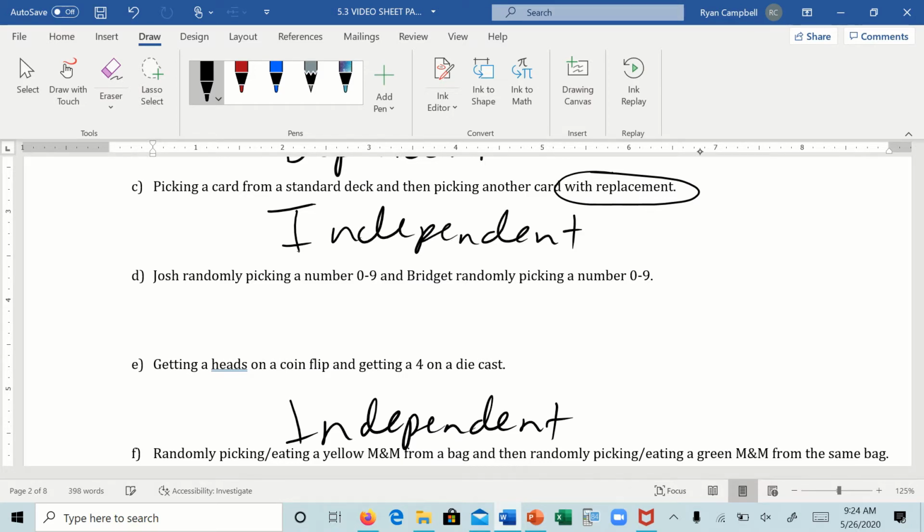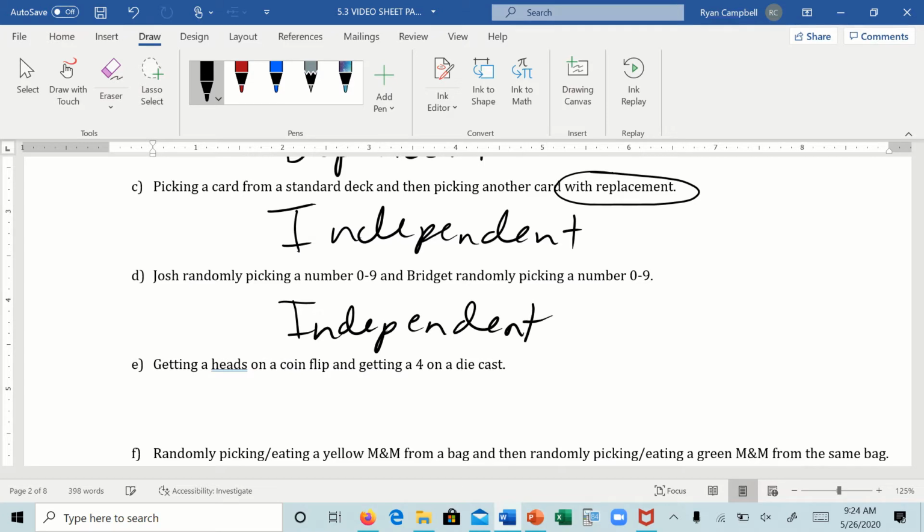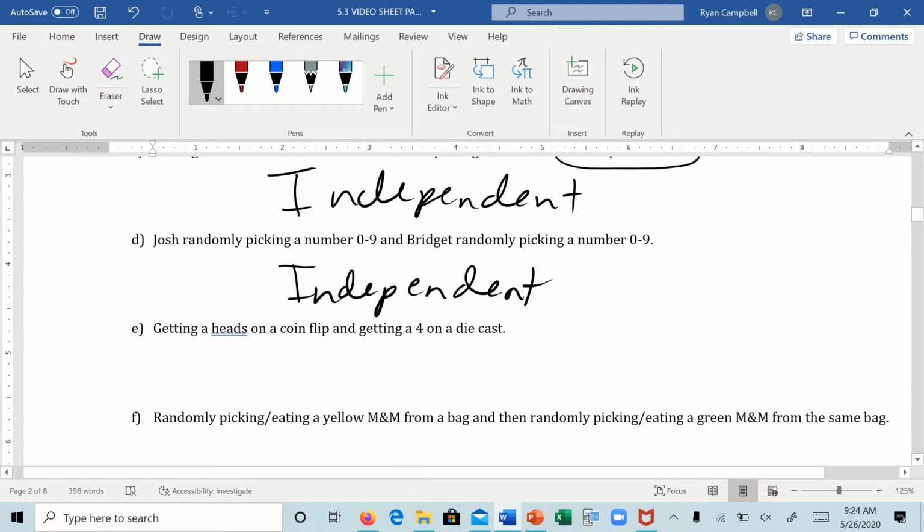So Josh randomly picks a number 0 through 9, and Bridget randomly picks a number 0 through 9. So arguably, Josh and Bridget shouldn't be affecting each other when it comes to picking numbers. They should just randomly be picking two separate numbers, having nothing to do with each other. Now, you may be thinking, well, what if Josh has a crush on Bridget? And then Bridget says, oh, I got a 5. And then Josh says, oh, what? Me too. Crazy. That's thinking a little too much into it. Remember, in statistics, you can always figure out a way to confuse yourself. So in general, if they're randomly picking a number, they shouldn't be affecting each other.